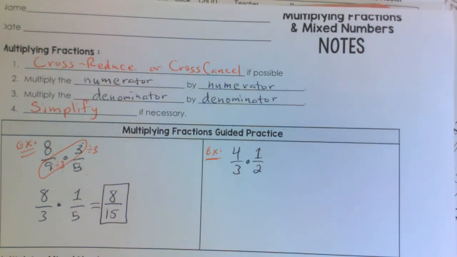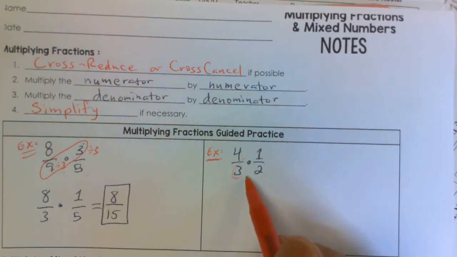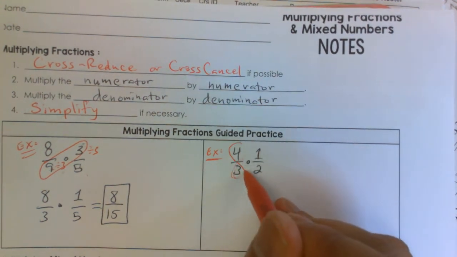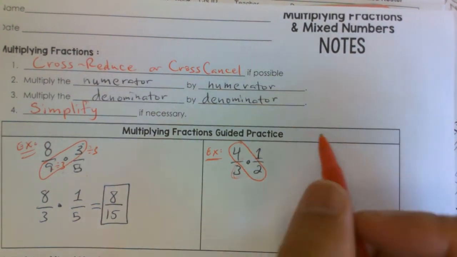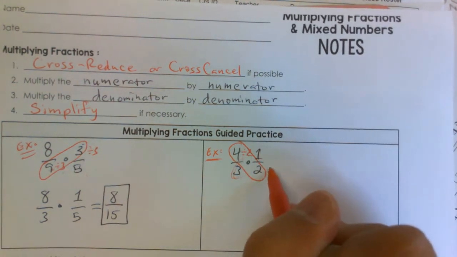Okay, so now let's look at cross-canceling. So 1 and 3, we can't really do anything about that. But 4 and 2 on this hand, I noticed that these can be divisible by 2. So the same factor of 2.